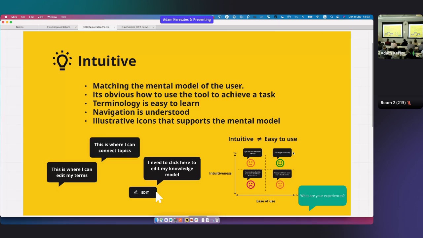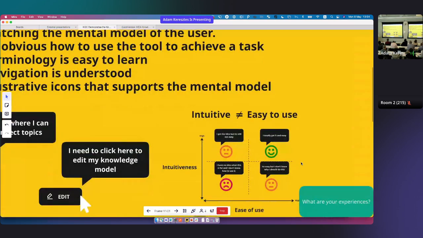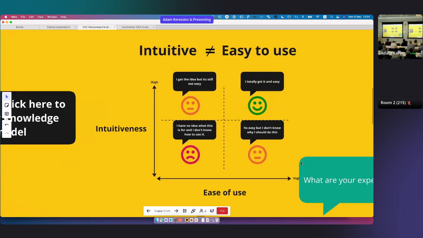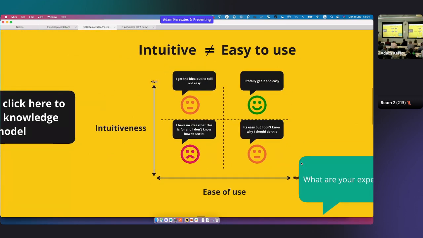So just to summarize, if we think of it from a user perspective, they should know where they can do certain things. So this is where I can connect topics. Again, what is that in semantic web terminology? Who knows? But they want to connect topics. That's what they want to do. Or where they can edit their terms, or I need to click here to edit my knowledge model, right? So it needs to be intuitive. And let's see here. I want to zoom in a little bit on that: intuitive is not the same as ease of use.